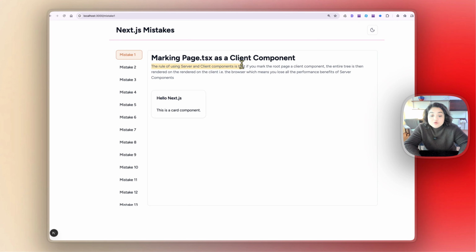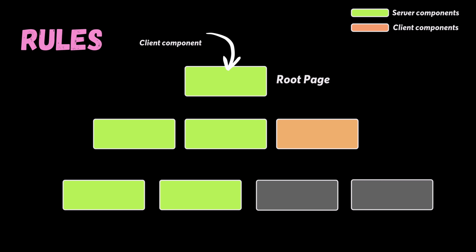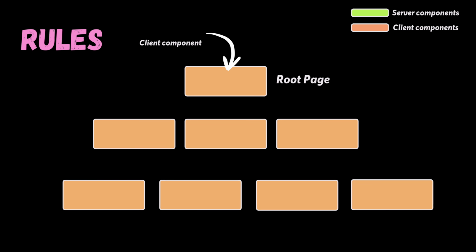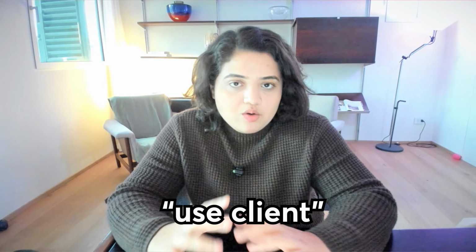Now, the rule of using server and client components is that if you mark the root page a client component, the entire tree is then rendered on the client, which is your browser, which means you lose all the performance benefits of server components. Now, don't get me wrong, if something needs to be rendered on the client, we should let it. However, I've seen quite often that people just slap in a use client just because they don't understand how to architect their code.